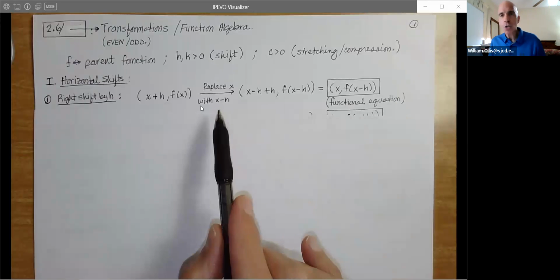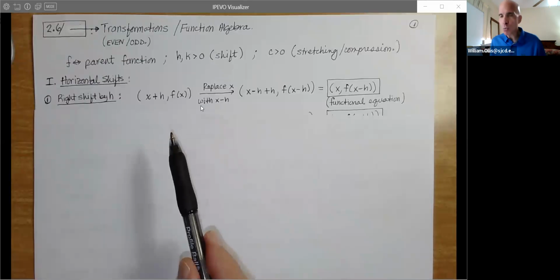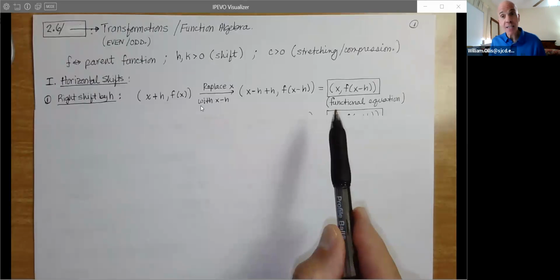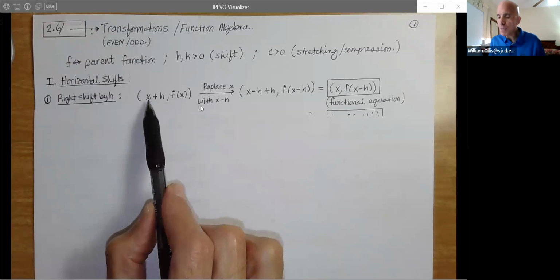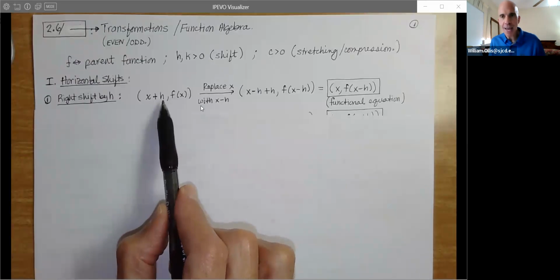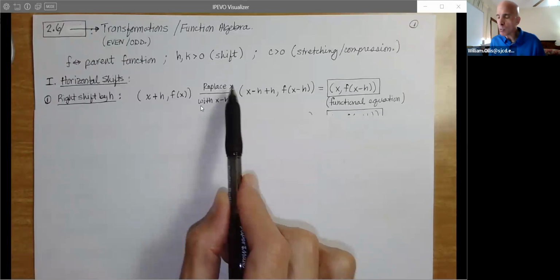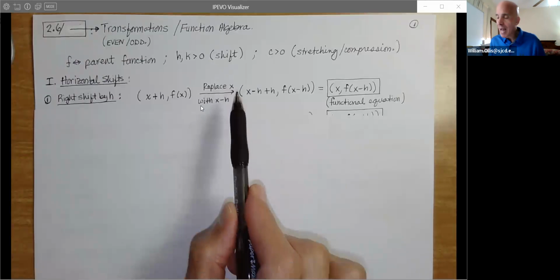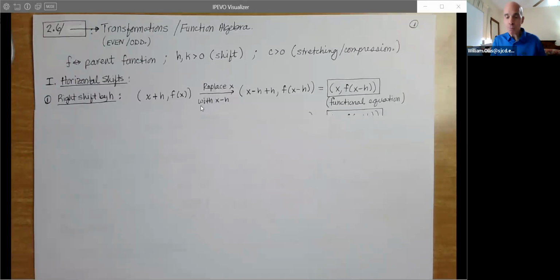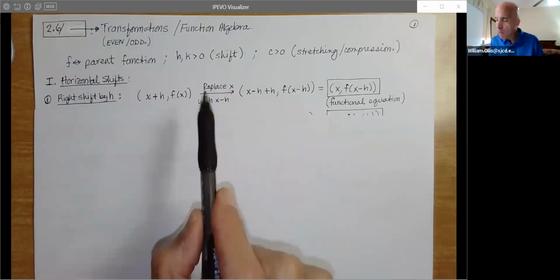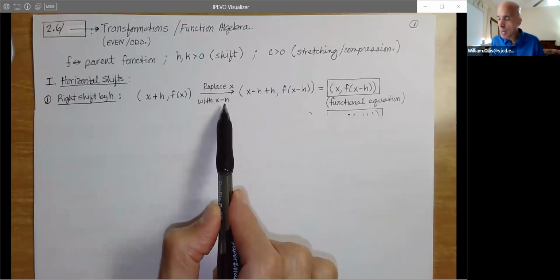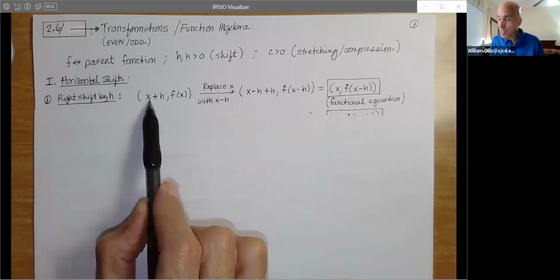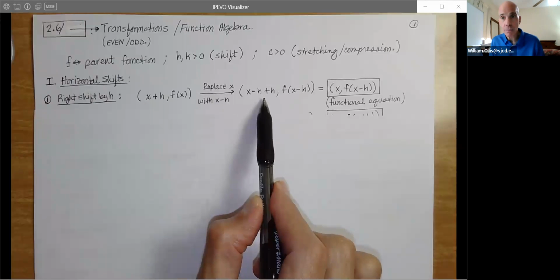So what we're going to do, and this is what I was asking you last week to think about, you may have seen this before, you may not. What we're going to do is we would like to be able to relieve ourselves of the h here. So I'm going to make a little change of variable. I'm going to replace x with x minus h. Now, when we do that, everywhere we see an x, we replace it with x minus h. So now we have x minus h plus h.